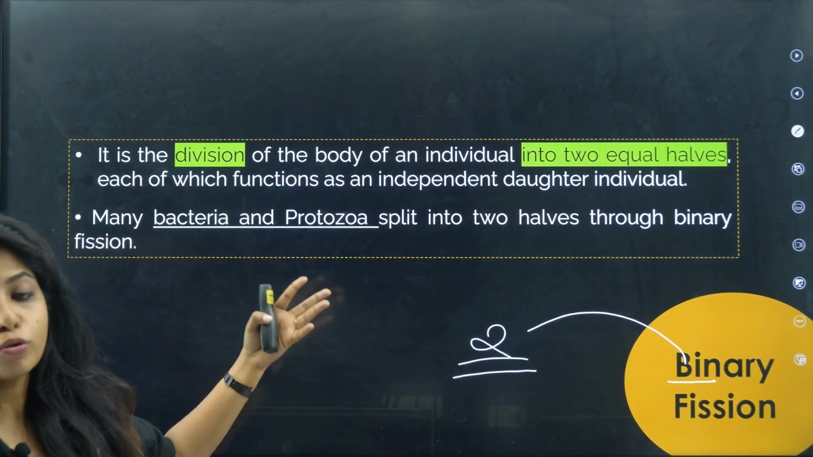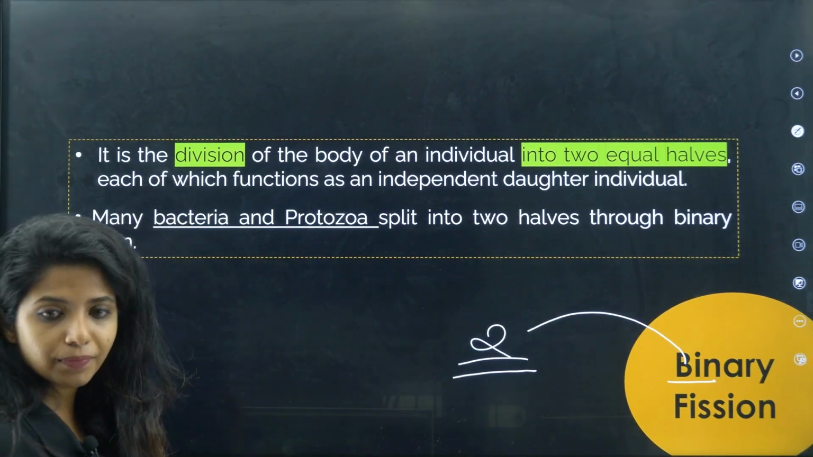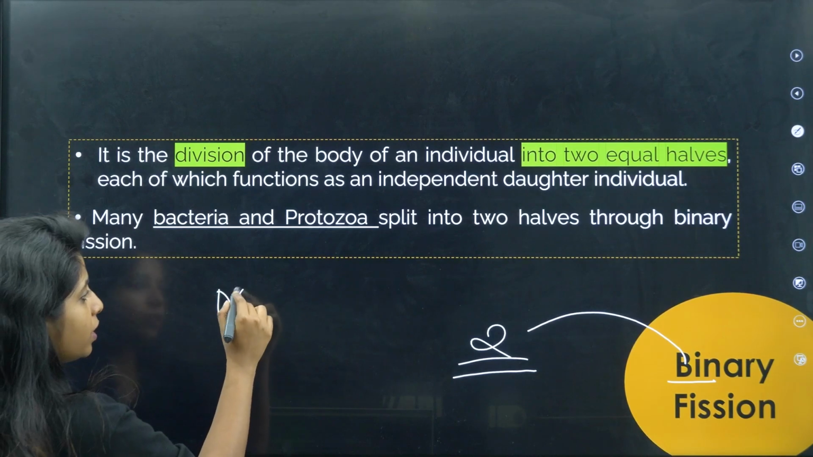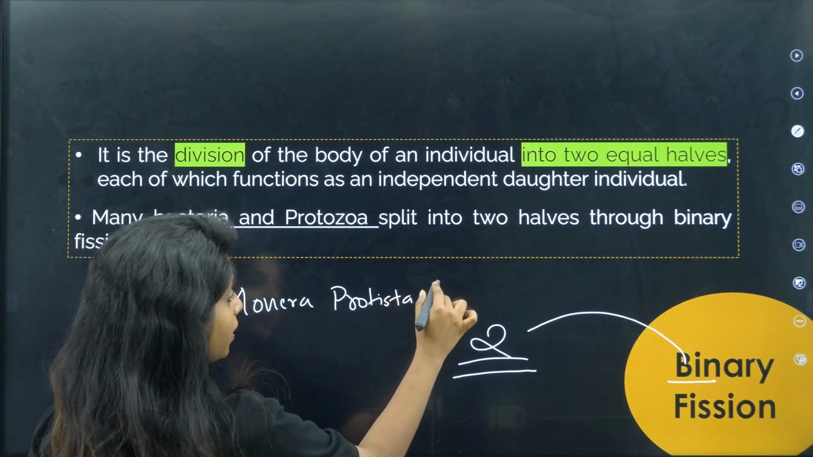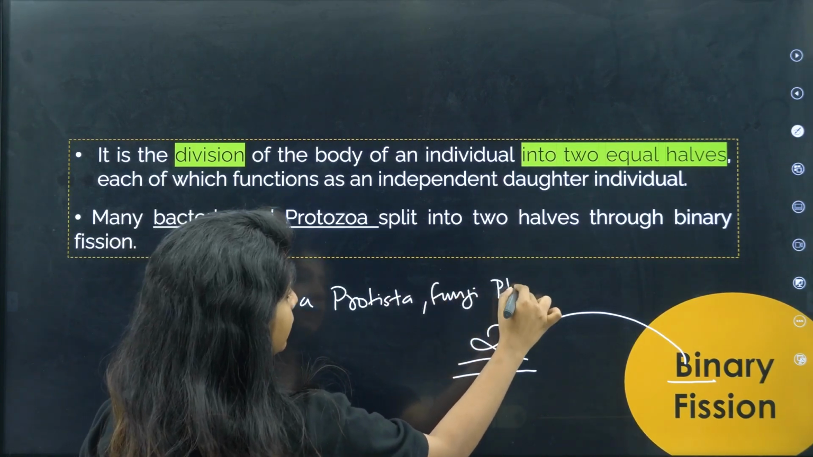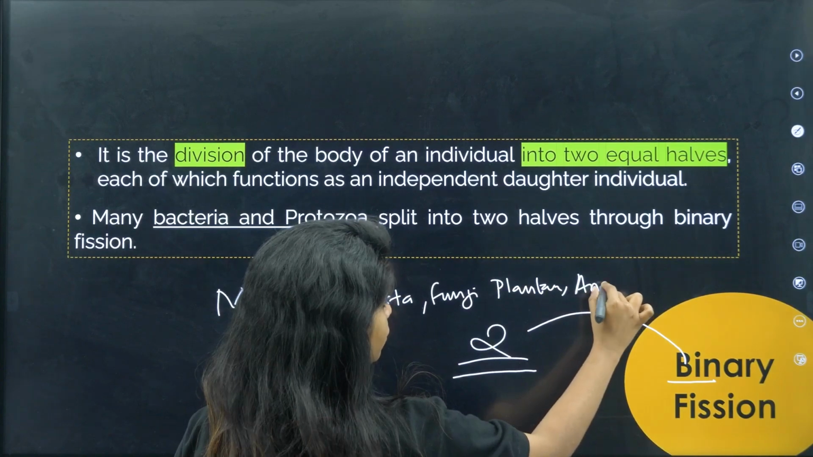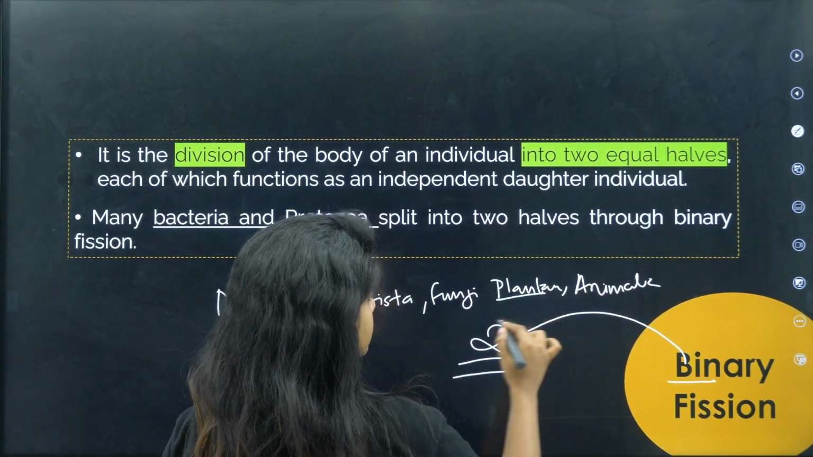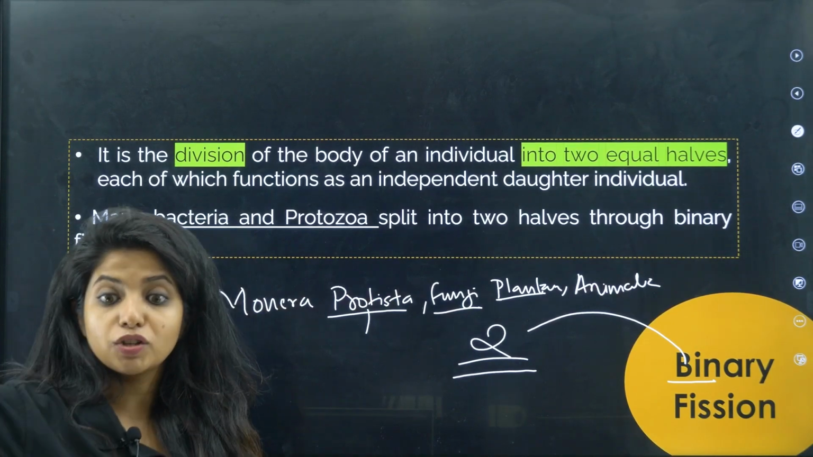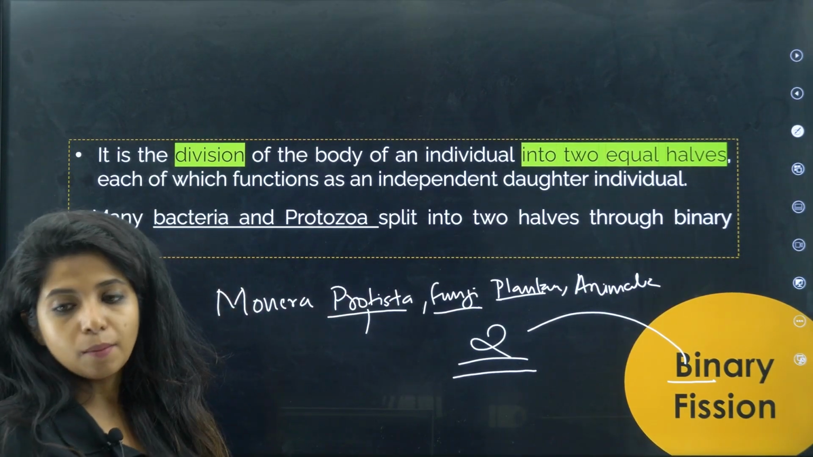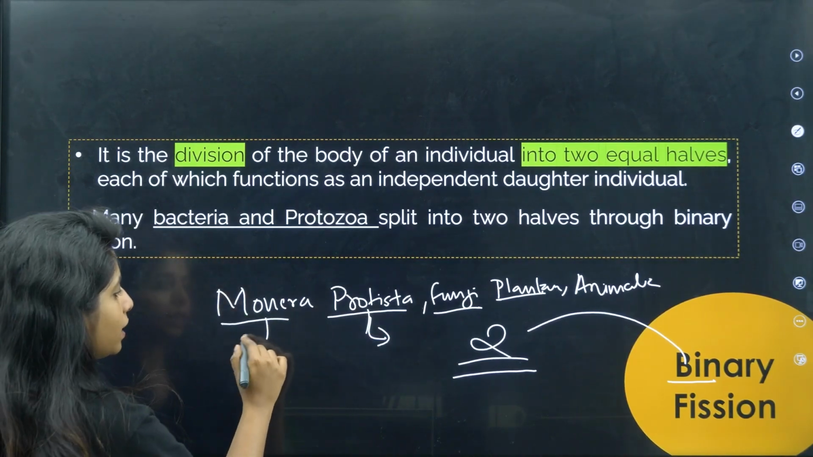Many bacteria and protozoa. Who are protozoans, children? Have you heard about Protista? There are 5 kingdoms: Monera, Protista, Fungi, Plantae and Animalia, in which we come. Plants come in this, fungi come in this, and Protista means all the amoeba, paramecium and all these things that you have studied so many times. Protozoa is one such category of Protista. Monera includes all the bacteria.